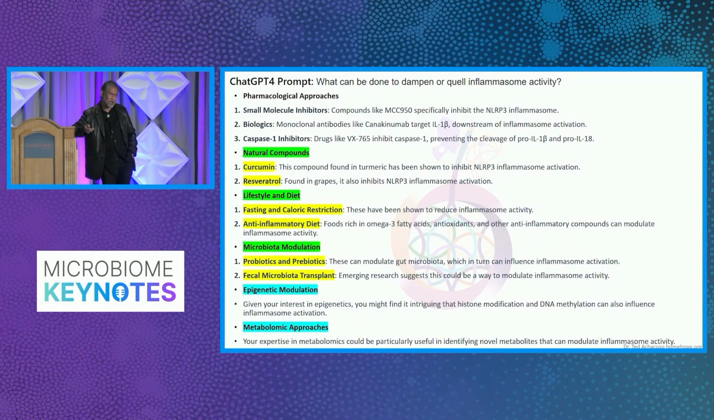I asked ChatGPT-4, what can be done to dampen or quell inflammasome activity? It says here, natural compounds like curcumin and resveratrol, lifestyle and diet like fasting and caloric restriction, an anti-inflammatory diet, microbiota modulation, probiotics and prebiotics, fecal microbiota transplant. I've had cases where I actually had to send or accompany clients in Germany for adult fecal microbiota transplant for C. diff, severe C. diff in adulthood. And epigenetic modulation, metabolomic approaches, which is what we actually do at home.